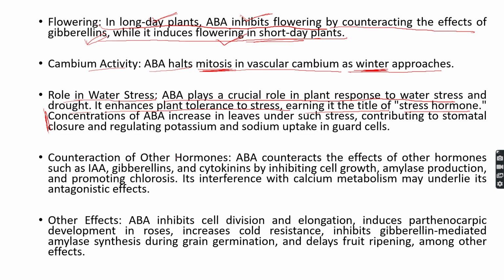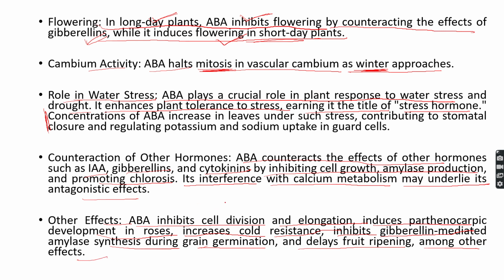Then counteraction of other hormones. ABA counteracts the effect of other hormones such as IAA, GA and cytokinin by inhibiting cell growth, amylase production and promoting chlorosis. Its interference with calcium metabolism may underlie its antagonistic effects. And other effects: ABA inhibits cell division, cell elongation, induces parthenocarpic development in roses, increases cold resistance, inhibits gibberellin-mediated amylase synthesis during grain germination and delays fruit ripening, among other effects.